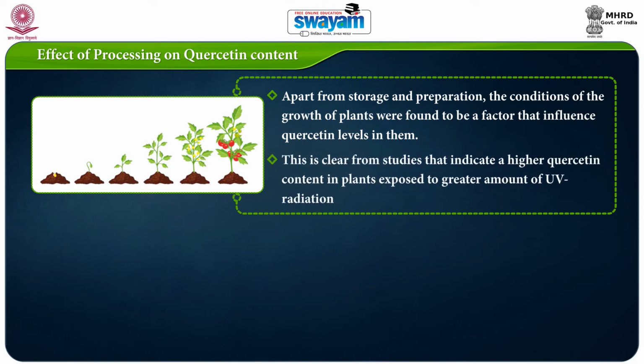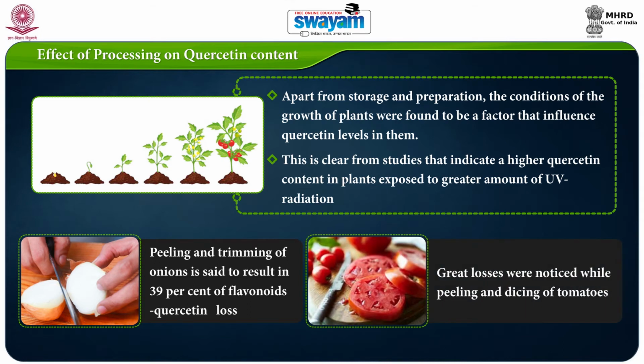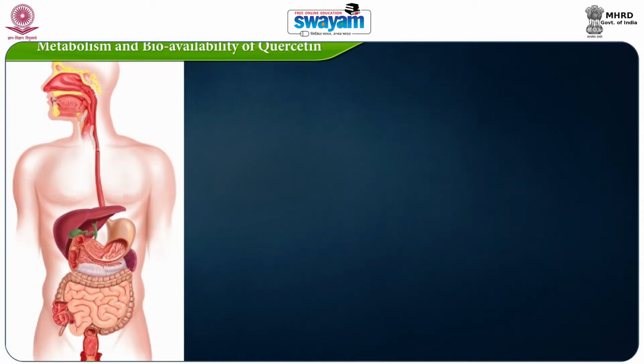This is clear from the studies that indicate a higher quercetin content in plants exposed to greater amounts of UV radiation. Peeling and trimming of onion is said to result in 39% of flavonoid quercetin loss, and greater losses were noticed while peeling and dicing of tomatoes.